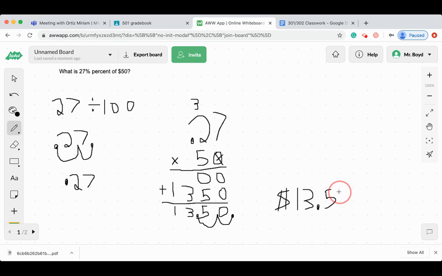Now again, remember, the first step is to change our percent into a decimal by dividing by 100. And when we divide by 100, we move our decimal point 2 place values to the left. Then it just becomes a decimal multiplication problem, which we have been reviewing already.